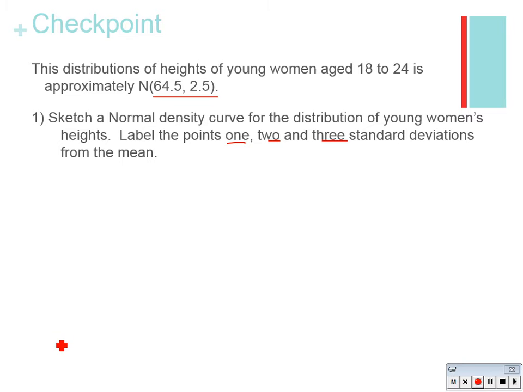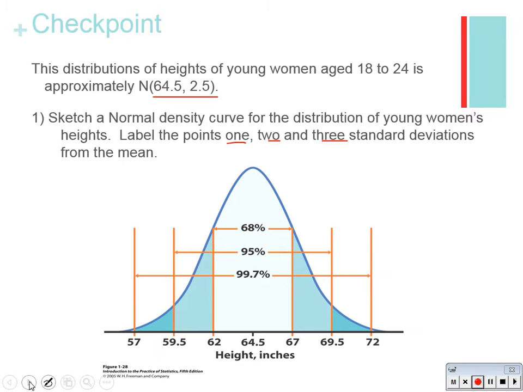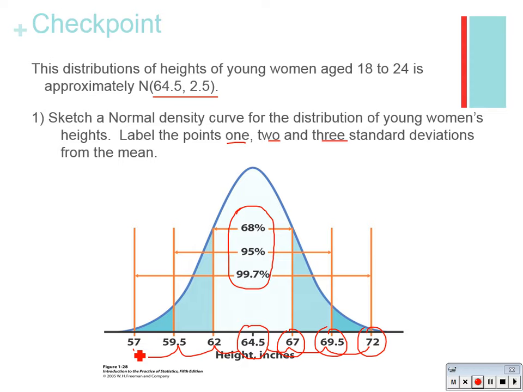So the normal density curve that you have should look something like this here. If you put the percentages in here, that's probably not a bad idea, although it's not something you have to do. But what you want to have is your 64.5 down the middle. That's your mean. Then I'm going to add 2.5 going to the right, so I get the 67, the 69.5, and the 72. And going to the left, I subtract 2.5 each time. So that's where you get your 62, the 59.5, and the 57. So that's what your density curve should look like.